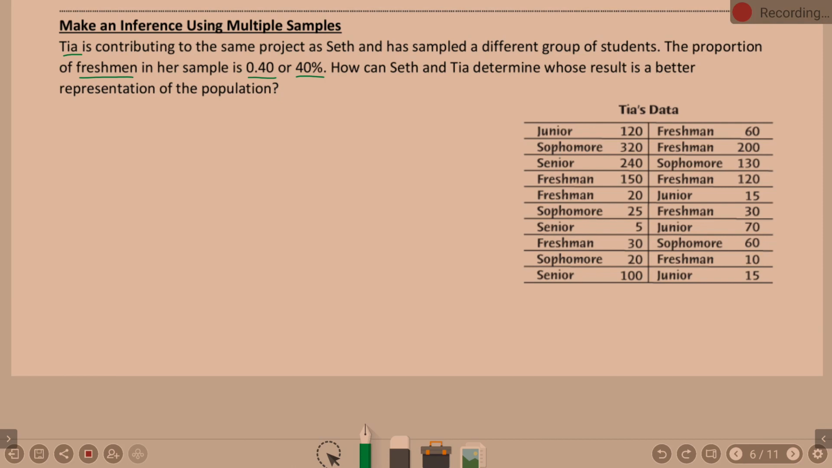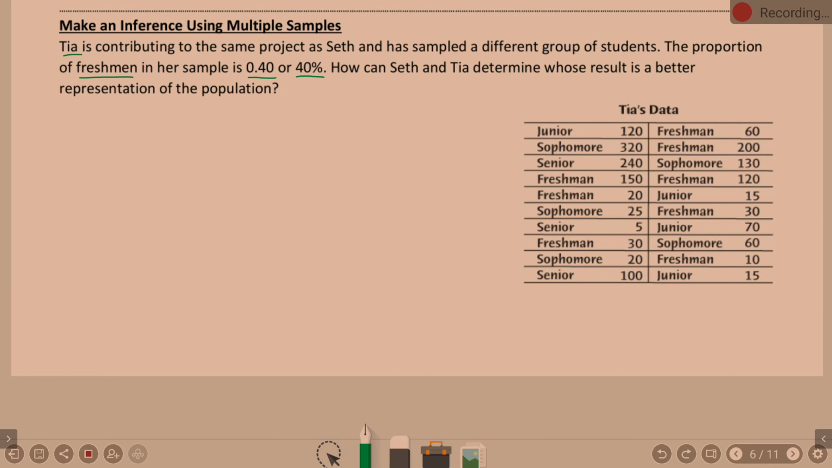You can't. What are the options? We can't right here, can we? We don't really have enough information to determine whether Seth's is better or Tia's is better. But what could they possibly do? They're at this college. They could figure out the actual percent of freshmen in the population.